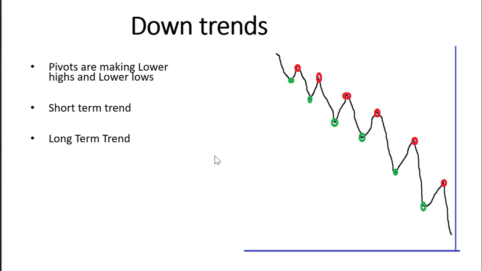Here again you can break down the chart to see the short-term or long-term trend. In both uptrend and downtrend, traders tend to buy at pivot low and sell at pivot high.